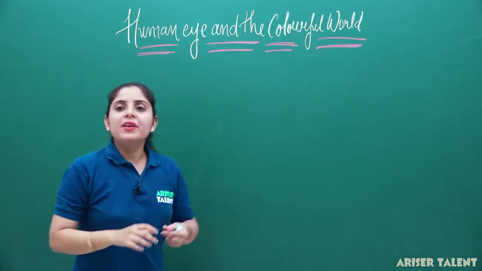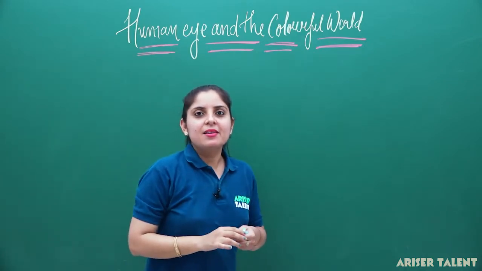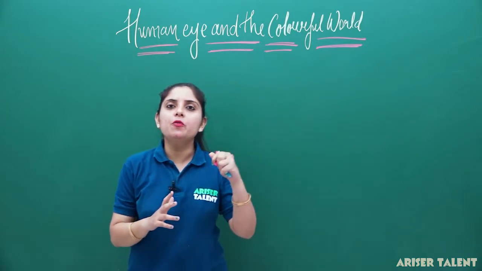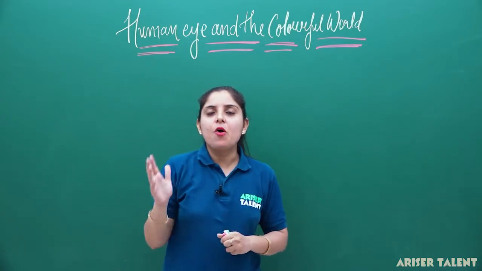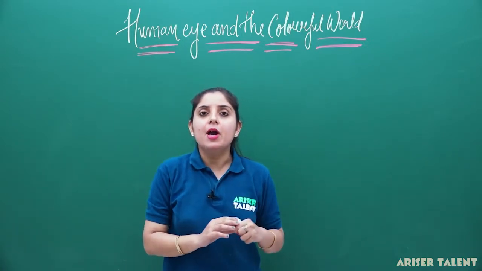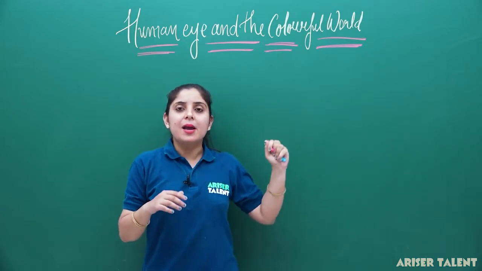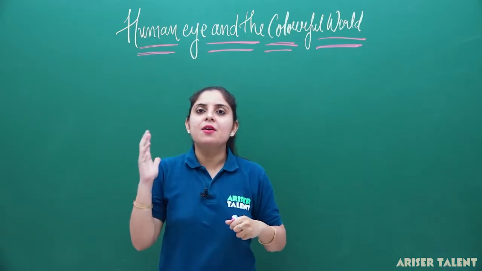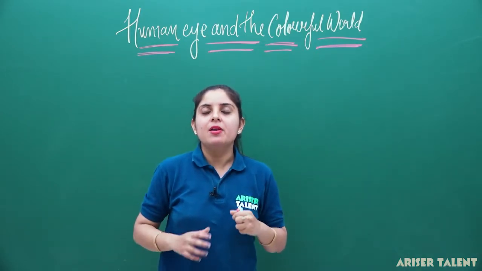Now, what we have discussed in our previous lecture, let's remind that first. We have discussed light and seen the two phenomena related to it, that is reflection and refraction. Now, in today's chapter, the human eye and the colorful world, this chapter is somewhat linked to our previous chapter. Why so?